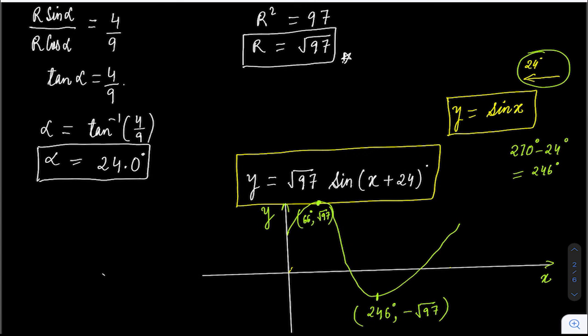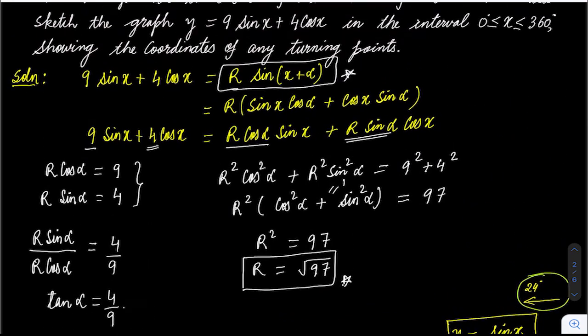Sometimes they ask you these kinds of questions on graphs also. What are the transformations required? So first, you have to translate in the negative x direction by 24, and the vertical scale factor is square root of 97. And sometimes they ask you also about the turning points, so just accordingly you can change the turning points. I hope everyone understands this.